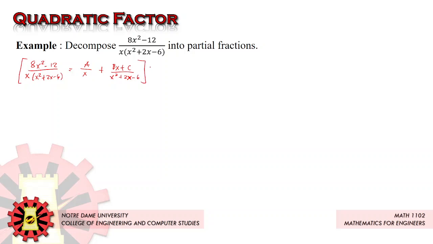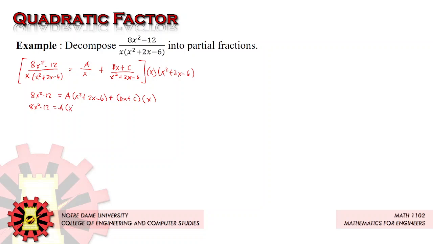So, multiply natin by their LCD. We have x times x squared plus 2x minus 6. The left-hand side would be 8x squared minus 12. The right-hand side, we have A times x squared plus 2x minus 6, since the x would cancel out. We know that already. Then Bx plus C times x, since the quadratic factor would cancel out, so we only have an x. We could work here, or we could expand that para mas makita natin yung mga coefficient, mas klaro.